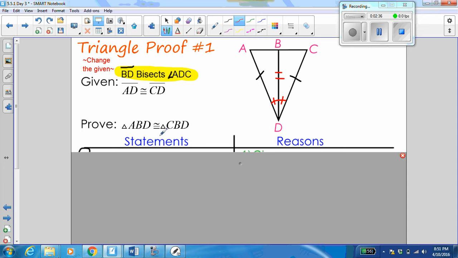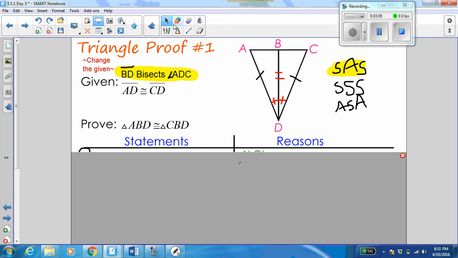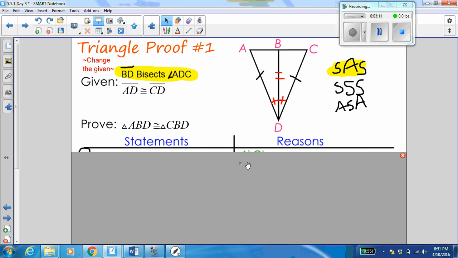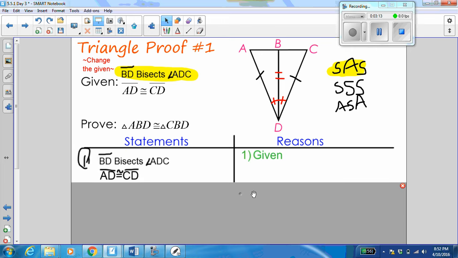And so now let's take a look at our proof. So we're trying to prove that triangle ABD is congruent to triangle CBD. And if we take a look, we know a couple ways to do that, right? Side angle side, side side side, angle side angle. And if we take a look at what we have, side angle side, that's going to be our approach. So now let's go ahead and actually do the proof now that we have an outline. So the first thing that we're going to do is, of course, start with our given. So let's get that written down.